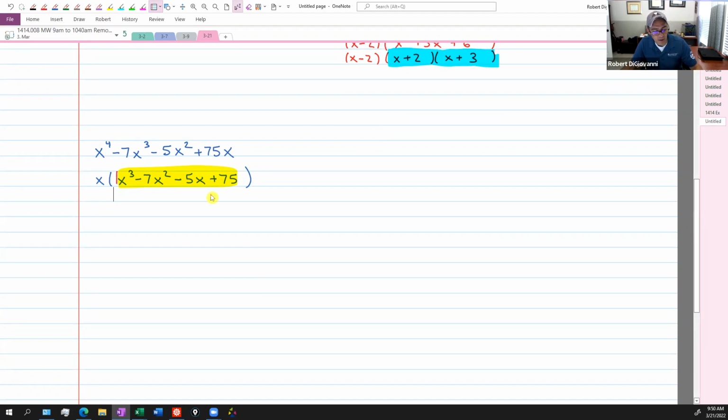See if you can get all the factors. You only have to look at the factors of 75 because there's a 1 in front of the x cubed. Do all your factors of 75 and then try your synthetic division. And let's see. Let me know if you get it factored. I'll send the poll out. Let me know if you get to the point where it's factored.